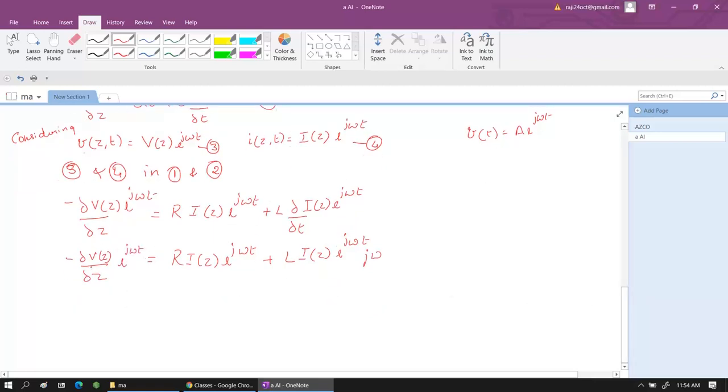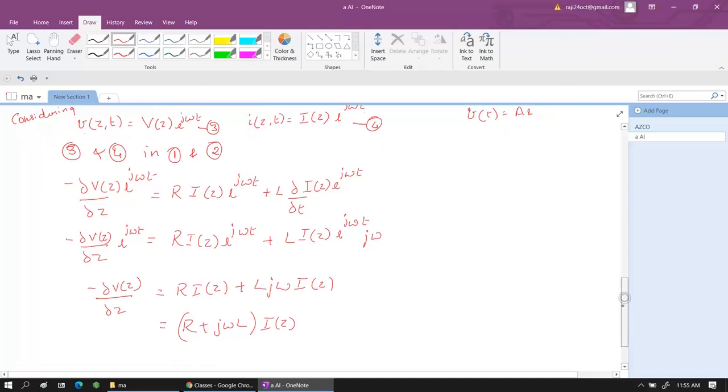Next, we can cancel the e to the power j omega t terms everywhere, since they are common. What remains is minus dou V of z divided by dou z is equal to R I of z plus L j omega into I of z. This is what we will get. I can take this I of z common outside, so I can write it as R plus j omega L into I of z.